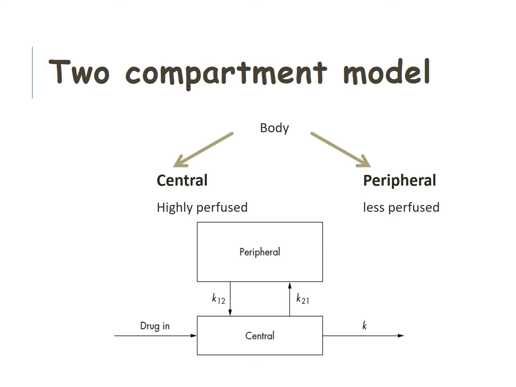Now the two compartment model. In a two compartment model, there are two bodies. When we divide the body into two parts, one is the central part and one is the peripheral part. Central part means the area which has high perfusion, and in the peripheral part there will be less perfusion. So when we give a drug, it goes fast to the central part, and a small amount will move to the peripheral part also. So it will be distributed. Initially it will go to the central part, then it will go to the peripheral part.